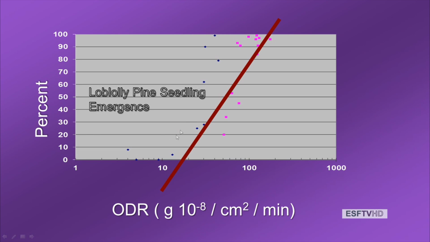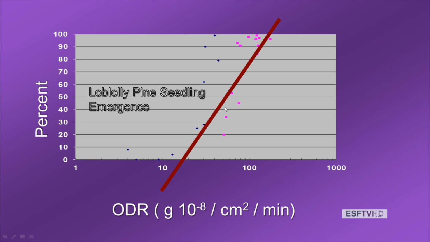Loblolly pine seedling emergence is represented by these pink squares, and it's pretty linearly related. Once you get below a very small number, around here, you're getting to essentially no response. The percent of loblolly seedling emergence is 0 around here. And as the oxygen diffusion rate goes up, the success of those seedlings goes up. So that's quite an interesting system, and one way to look at that.